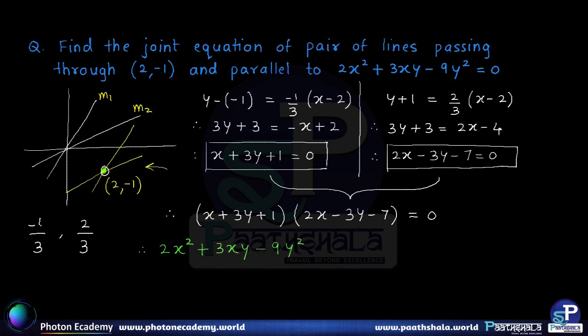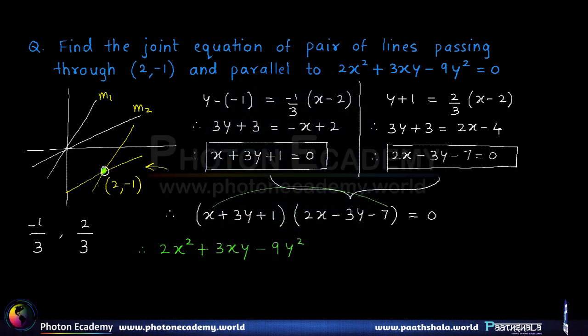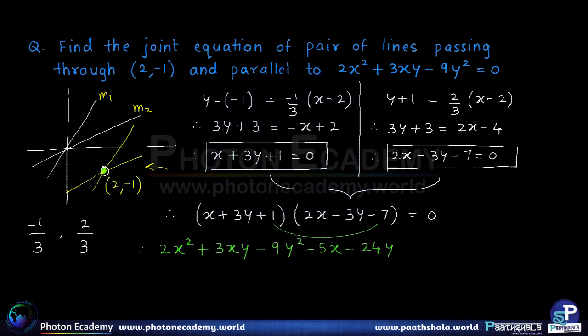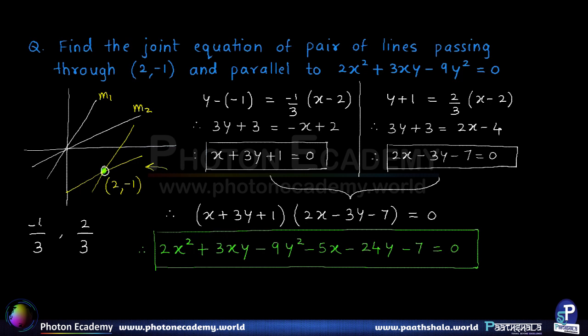Now let's think about the x term. So that will be nothing but x into constant and constant into x. So we get minus 7x plus 2x, that is minus 5x. Okay, then the y term is y into constant and constant into y. So that gives us minus 21y minus 3y. So that gives us minus 24y. And lastly the constant term will be obtained by the product of both the constant terms, which gives us minus 7 equal to 0. So that's the final answer.